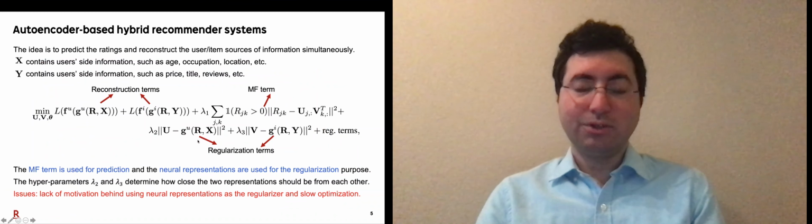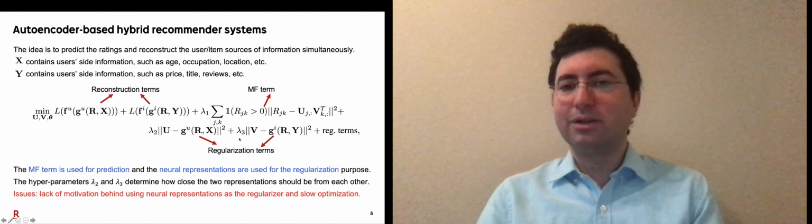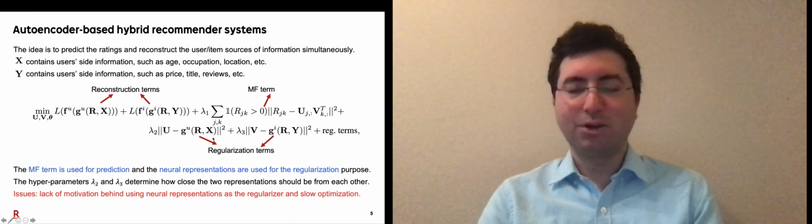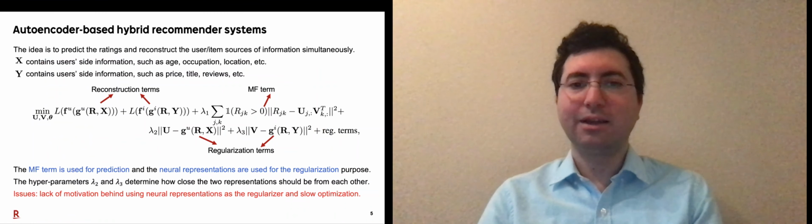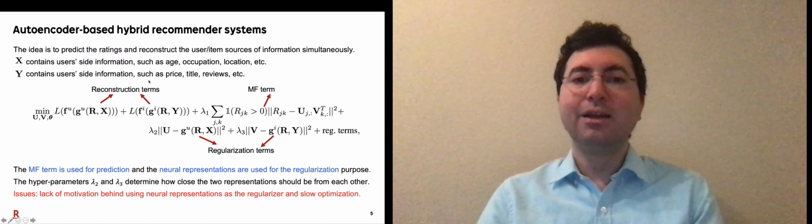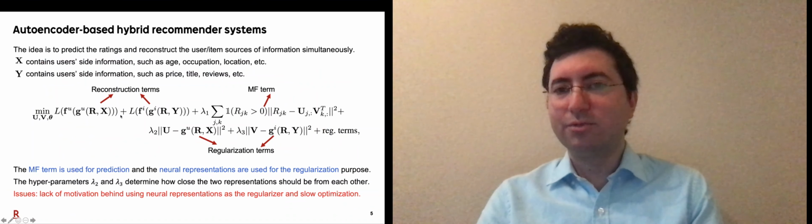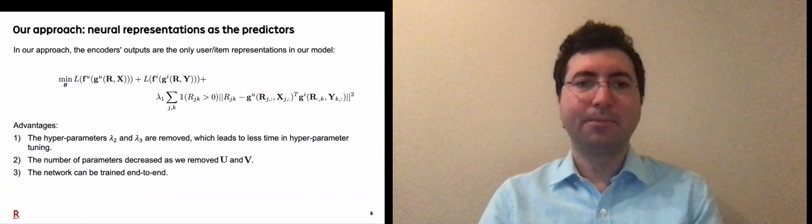So what are the issues of this approach? First, it's difficult to set lambda 2 and lambda 3. It needs a lot of work, the hyperparameter tuning. Second, they have U and V and the network parameters, so they have a difficult optimization. Third, they train a network, which is a difficult task, but they don't use it directly for prediction.